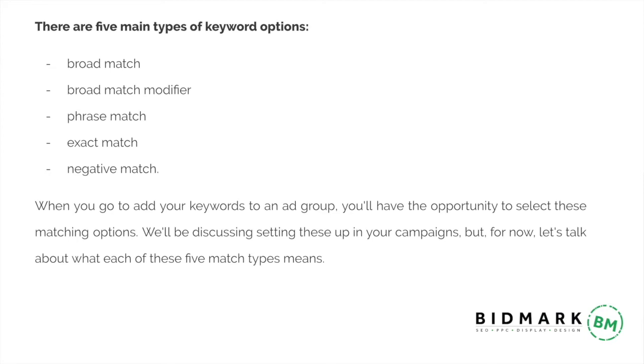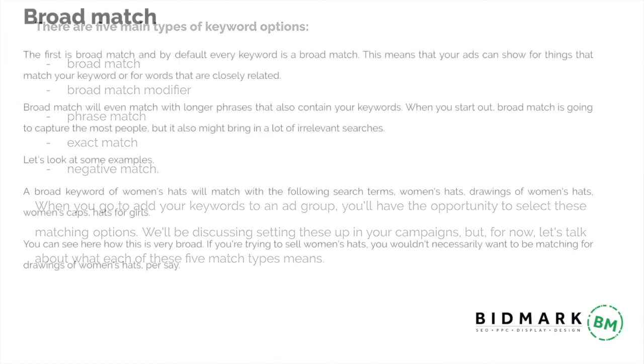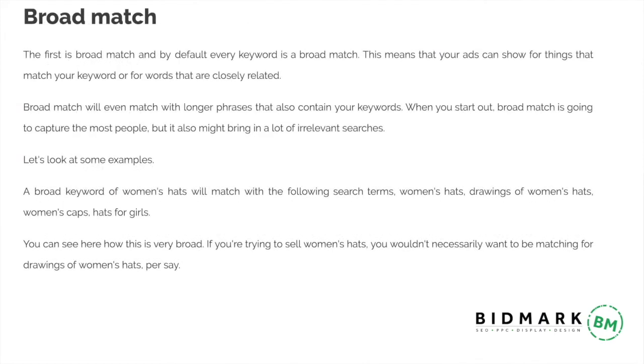When you go to add your keywords to an ad group, you'll have the opportunity to select these matching options. We'll be discussing setting these up in your campaigns, but for now, let's talk about what each of these 5 main match types means. Firstly, broad match. So the first match type we're going to discuss is broad match, and by default every keyword is a broad match. This means that your ads show for things that match your keyword or for words that are closely related to your keywords.